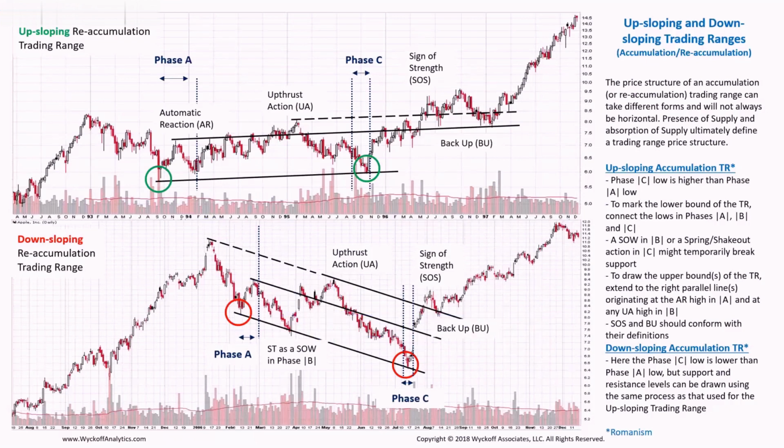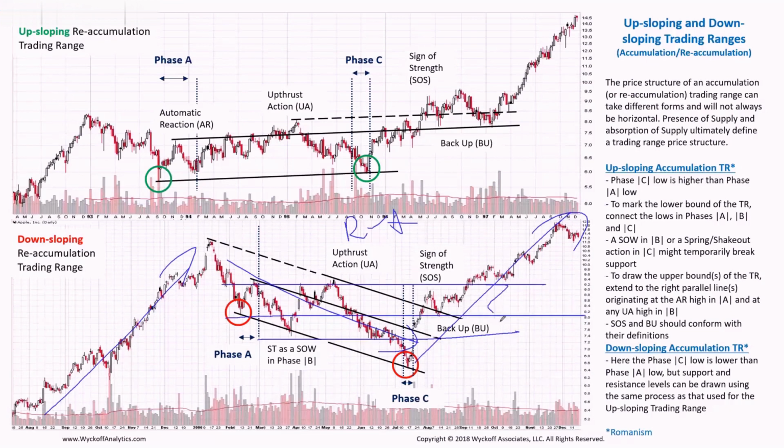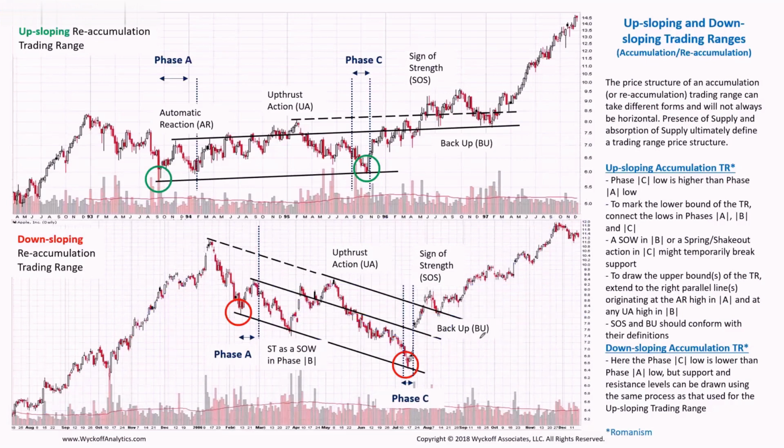But we're looking at the overall structure, right? So an overall structure dictates that we are actually in the reaccumulation. And if this is a reaccumulation, we're trying to define what kind of range we have. Horizontal does not work that well, but a downsloping range works extremely well. In the downsloping, upsloping range, one of the confirmations that this works is in the definition of the sign of strength and sign of weakness.